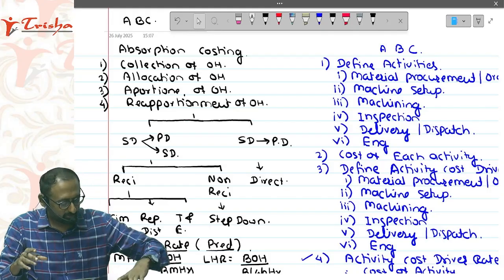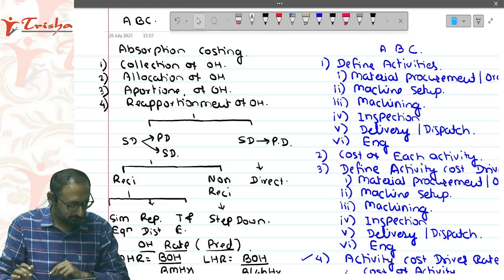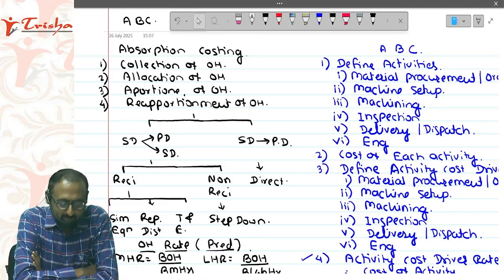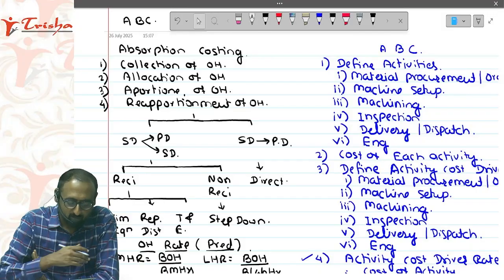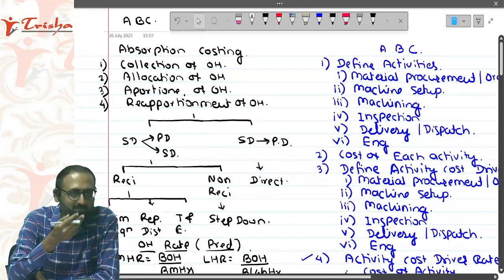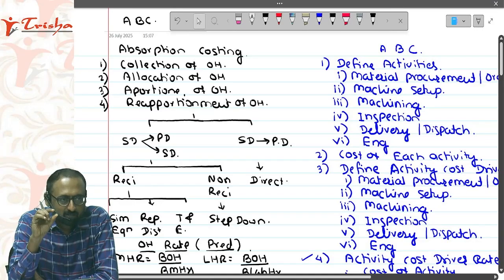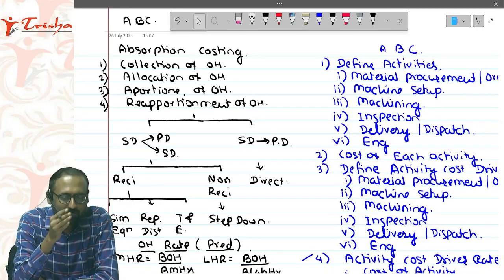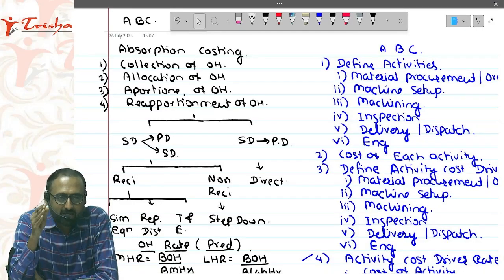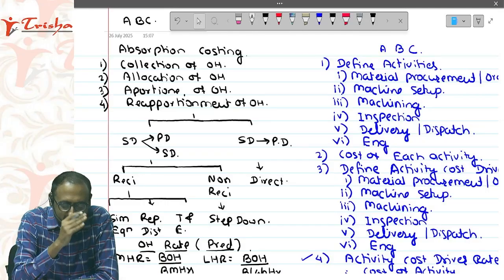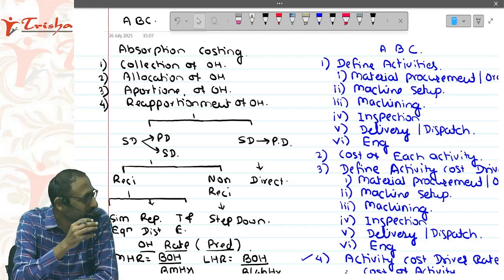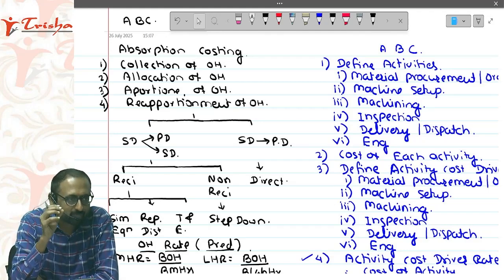Guys, in this lecture, we are going to revise one very simple and very important topic, that is activity based costing. It is just an extension of the previous topic which we have studied, that is overhead, divided into two parts: overhead absorption method of costing and overhead activity based costing, ABC. Now, let's quickly compare the traditional method of absorption costing and activity based costing.